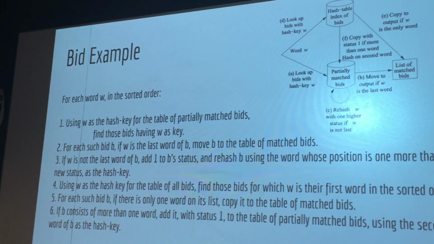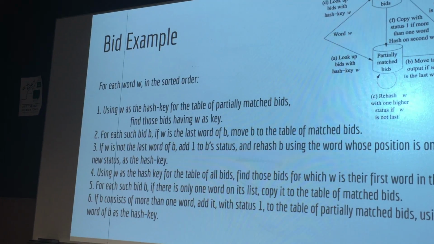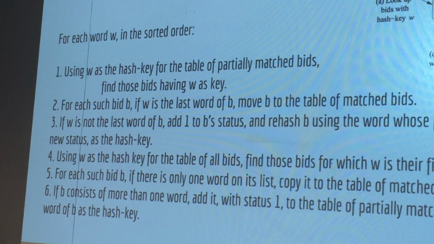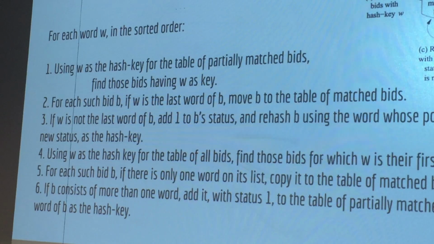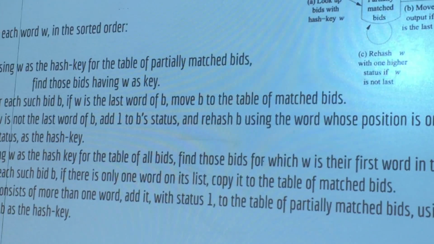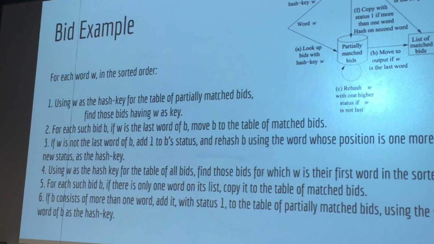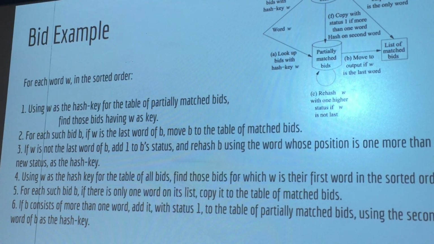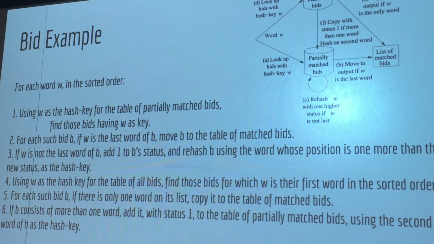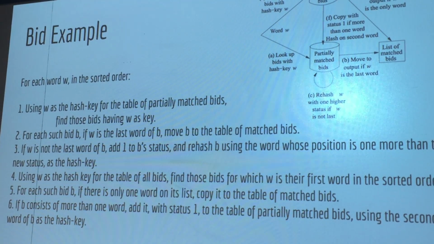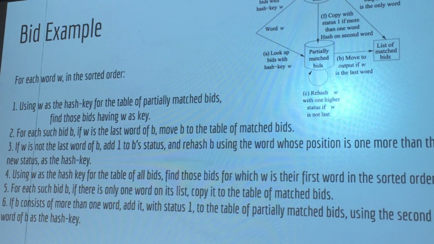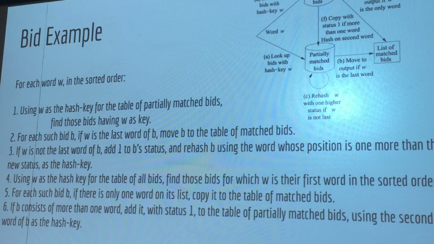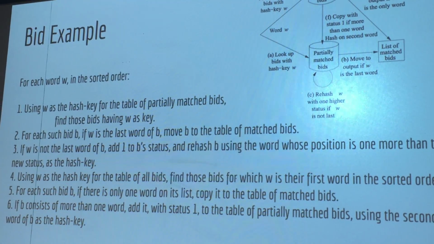So for each word W in the sorted order, we use W as a hash key for partially matched bids. Find those bids having W as the key. For each such bid B, if W is the last word of B, move B to the table of matched bids. If W is not the last word of B, add 1 to B's status and rehash B using the word whose position is 1 more than the new status as the hash key.